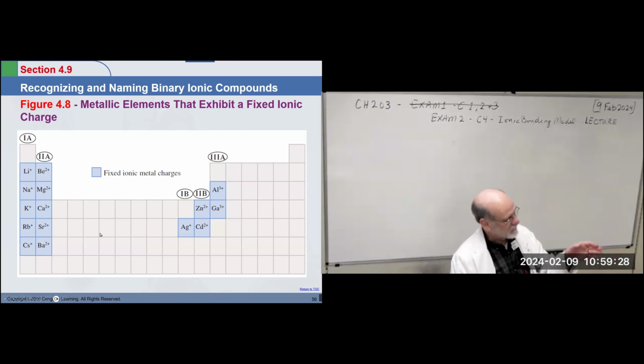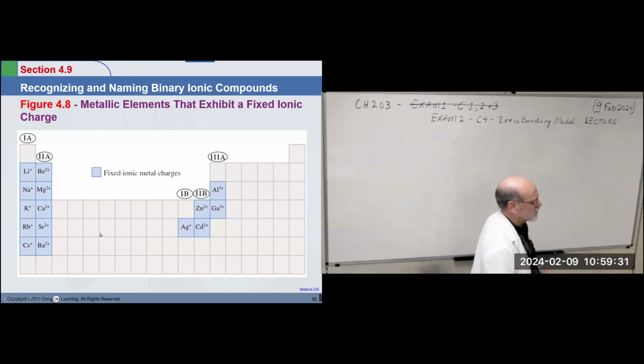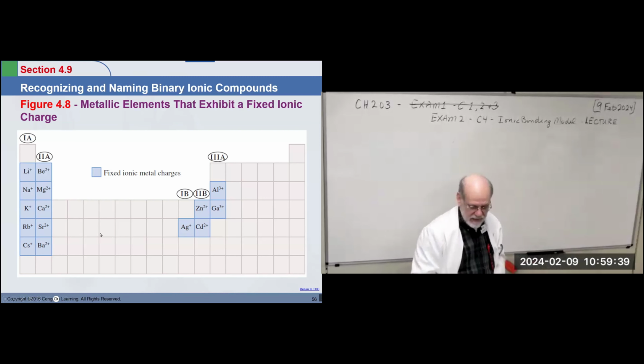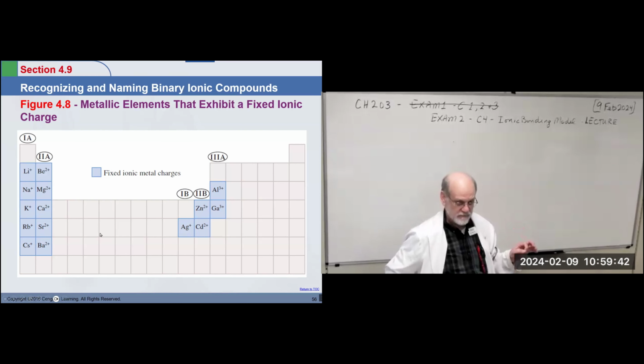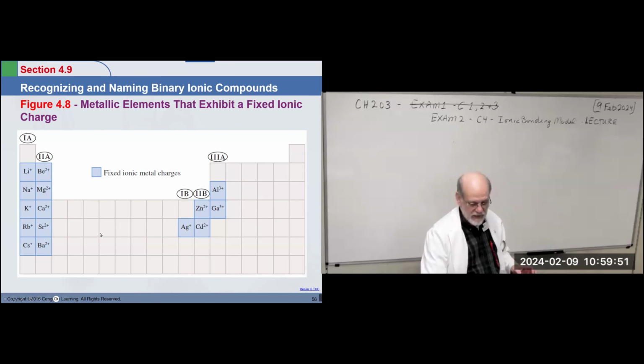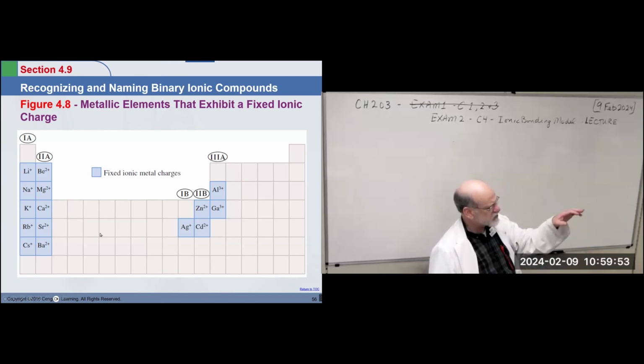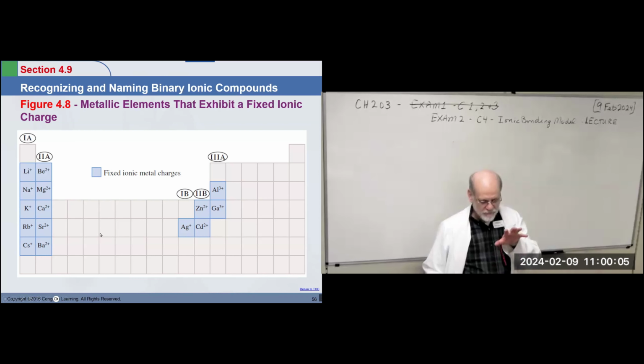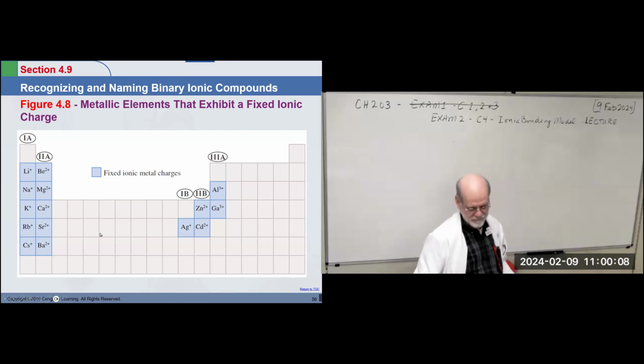Move over to aluminum, gallium. Indium should be in there too. Indium, gallium, and aluminum always form a 3+ charge. They're fixed. Whenever they form ionic compounds, they're always those fixed charges. And then there are 3 transition metals that always form fixed charges. And there they are. Silver is a +1. Cadmium and zinc are both +2. So those are the fixed metal ion charges.